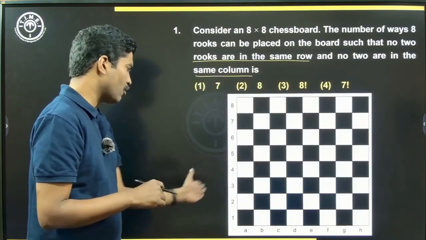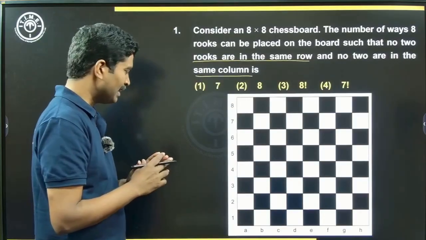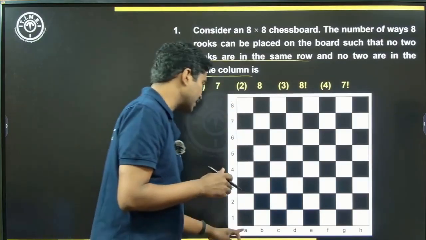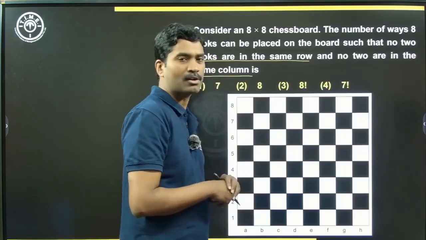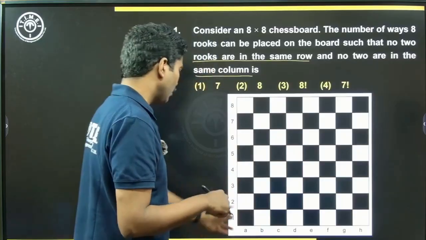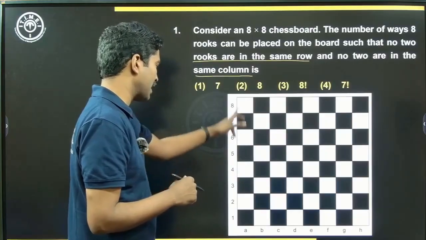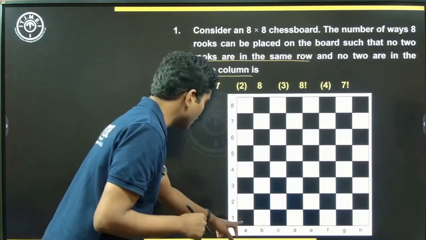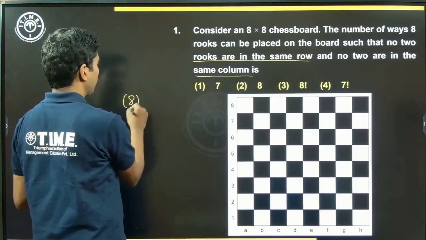Now I have 8 columns A to H and I have 8 rooks. What does it mean? I will put only 1 rook in the first column, only 1 rook in the second column, only 1 rook in the third column, and so on, right? First column, we have not placed any rooks yet. So the first rook can be placed in any of these 8 places. 1, 2, 3, 4, 5, 6, 7, 8.